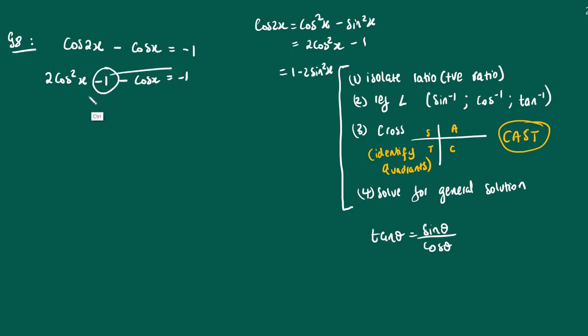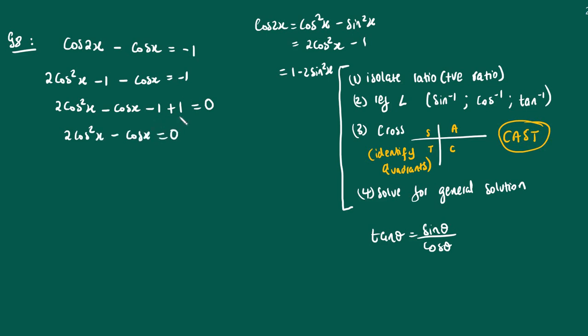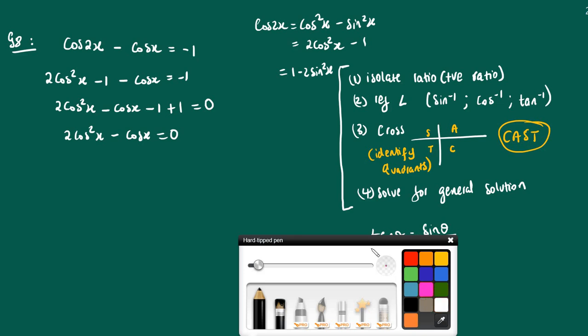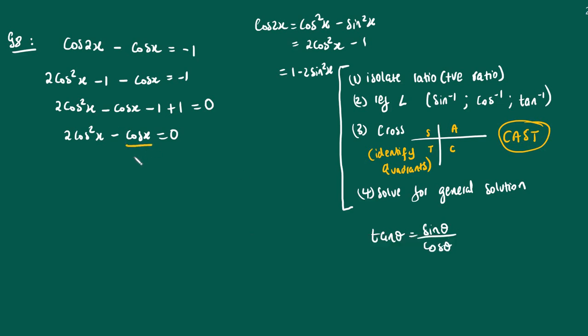Then what do we do? I can take this to the other side, so that I have 2 cos squared x minus cos x minus 1, or let me take this to this side, so it's going to be plus 1 equals 0. Then I have 2 cos squared x minus cos x equals 0, because these ones give us 0. Now that it's like this, you can factorize by dividing with the one that is common and then multiplying by it. You divide by cos x, you multiply by cos x.